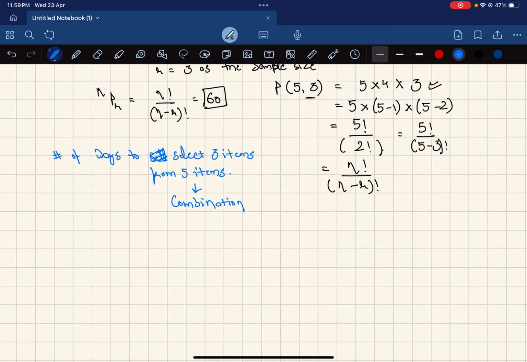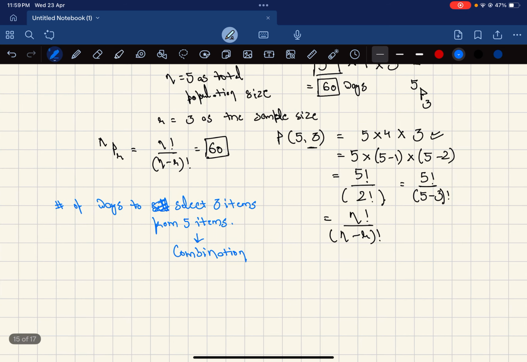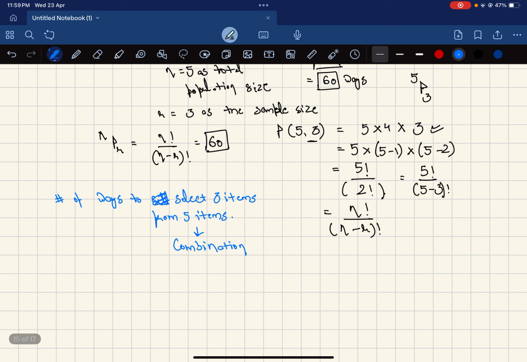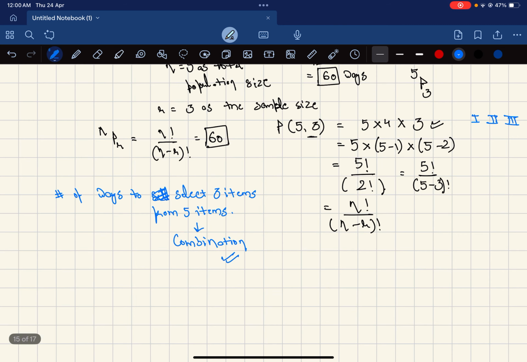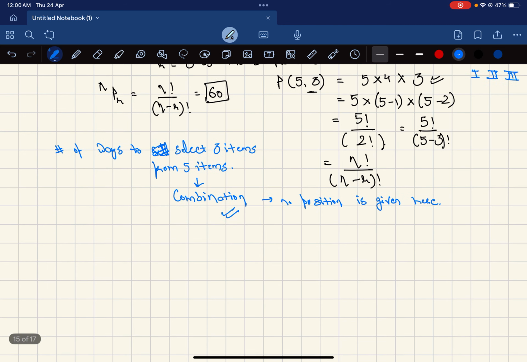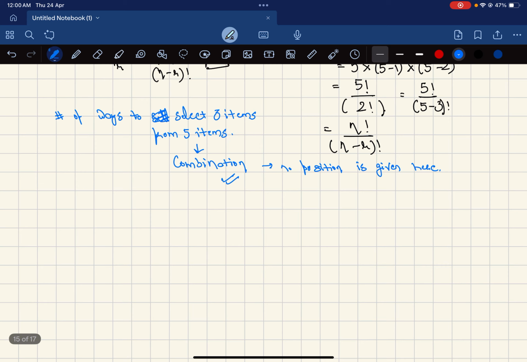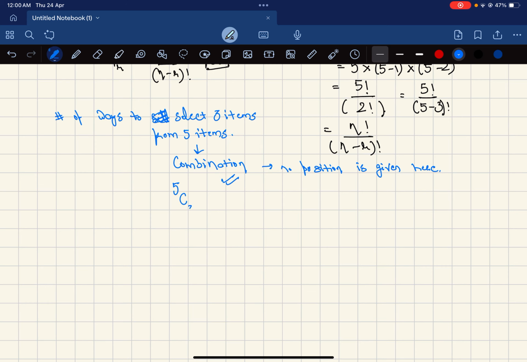So now what is the difference between permutations and combinations? In permutations, we were selecting 3 items, but we were also assigning a position of first, second and third. In the case of combinations, no position is given here. This means that we are only selecting any 3 items from the total 5 items. In this case, items are the people here. So this is written as 5C3.